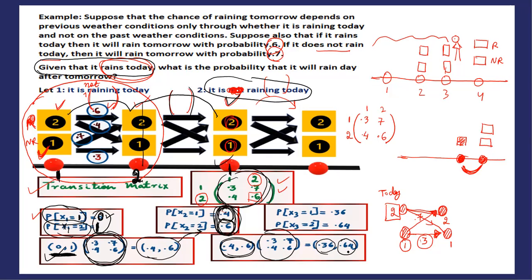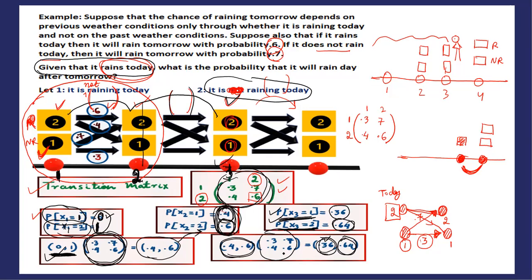0.36, 0.64, the probabilities at time 3. This is time point 3. The probability that X3 is 1 is the first one, 0.36. The probability that X3 is equal to 2 is 0.64. From here, you can write these two. So you need to multiply the transition matrix time and again.